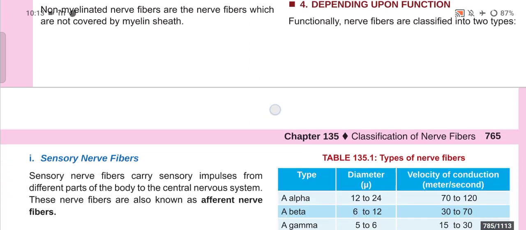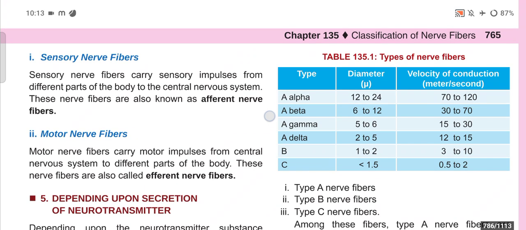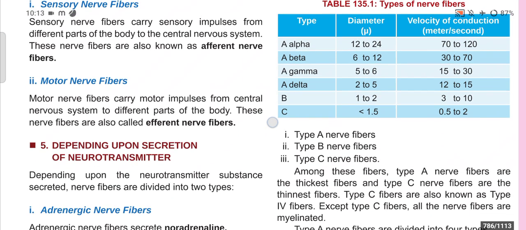Depending upon the function, these are 2 types. One is sensory, one is motor. Sensory nerve fibers carry sensory impulses from the different parts of the body to the central nervous system, and these nerve fibers are also known as afferent nerve fibers. And then we have discussed the motor nerve fibers, which carry motor impulses from central nervous system to different parts of the body, and these nerve fibers are also called efferent nerve fibers.